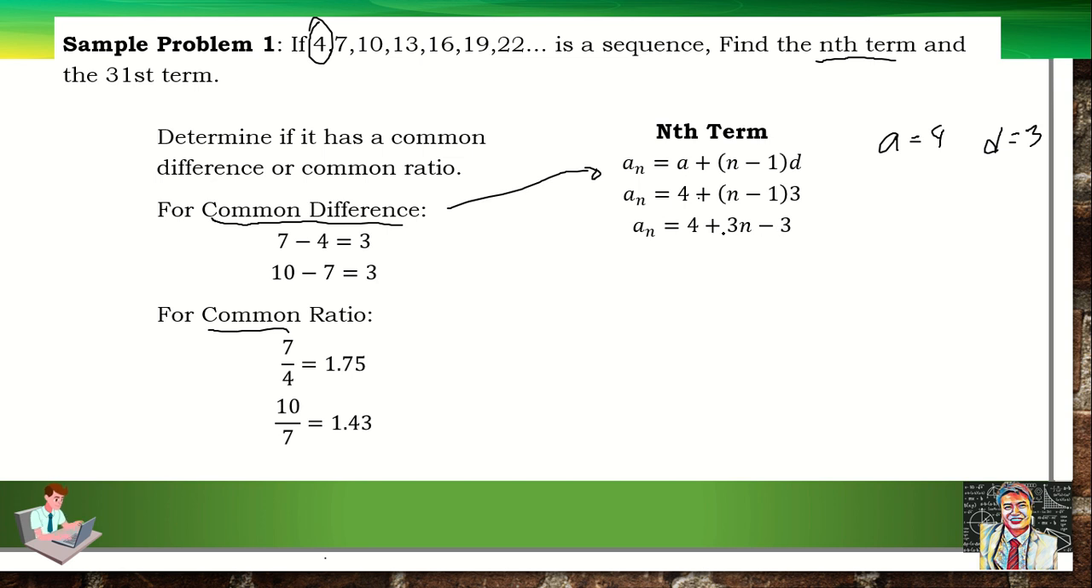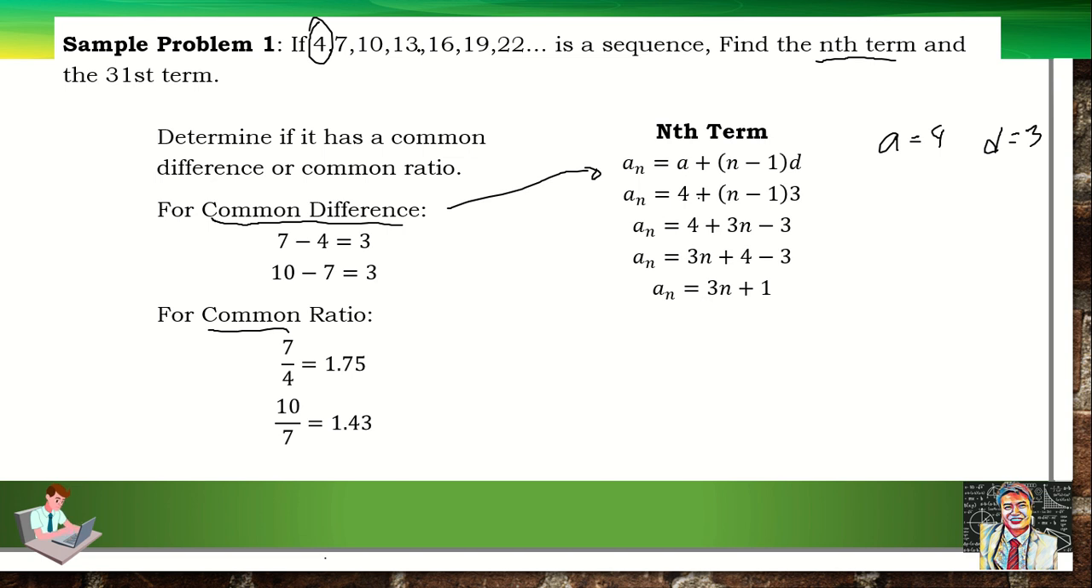Arrange natin since combine like terms. So, 3n plus 4 minus 3. Same side lang tayo, so hindi tayo nag-change ng sign. Okay? So, by combining, this will become A sub n is equal to 3n plus 1. Therefore, the nth term is 3n plus 1.